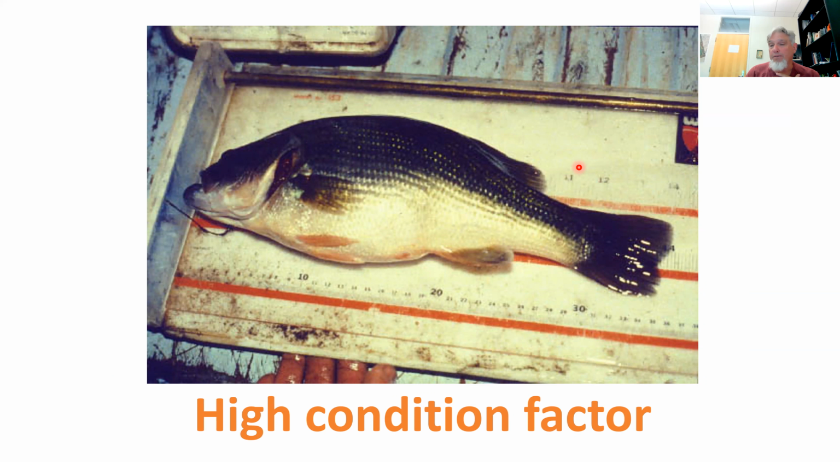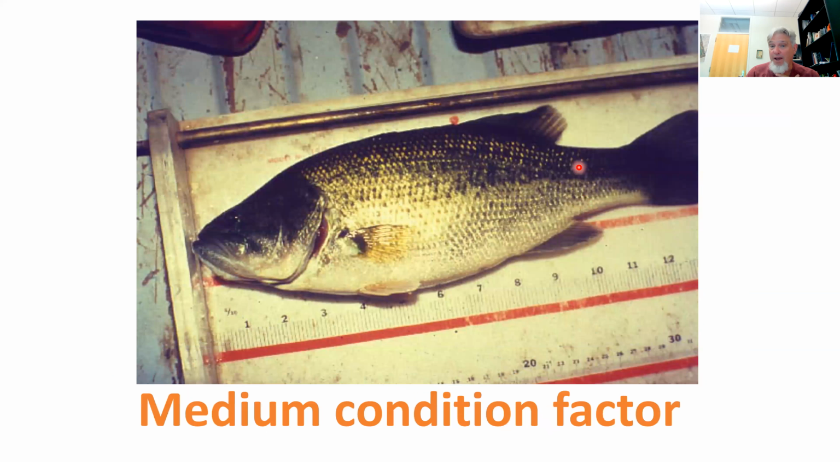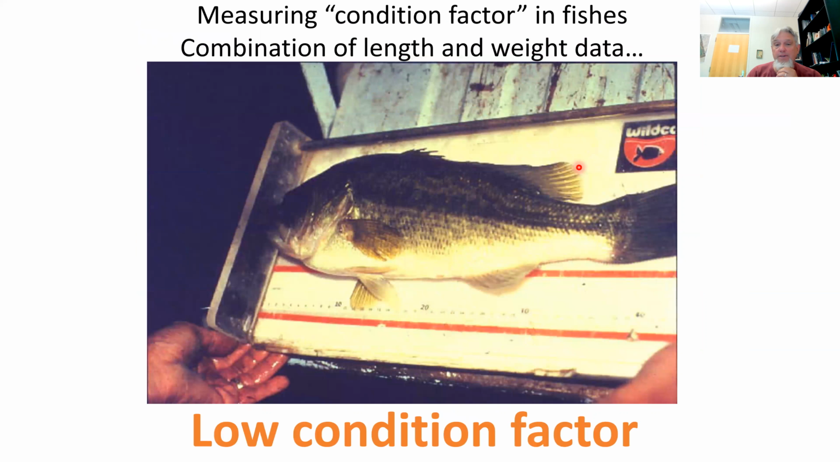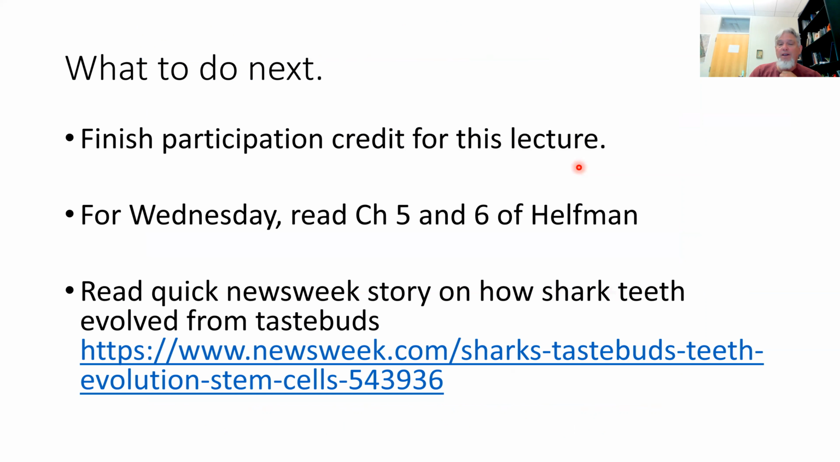And here's a big old fat fish. And you would guess this is a very high condition factor, as opposed to this one, which is kind of a medium condition factor. They're all the same species. And then this, which is rather skinny, and would say it has a low condition factor. So it's not as healthy a fish.